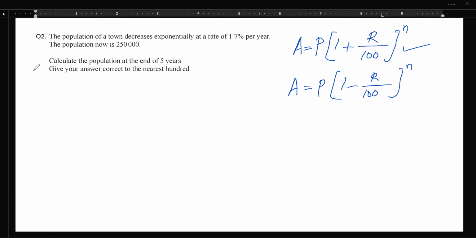First thing first, the population now given means that the initial or original population is 250,000. This is your P. Then 1 minus, because there is a decrease. The percentage given is 1.7% per year, divided by 100. For how many years? 5 years. So the power becomes 5. Let's calculate.